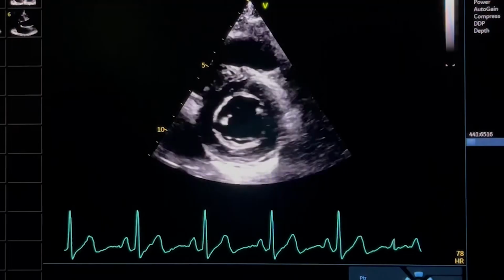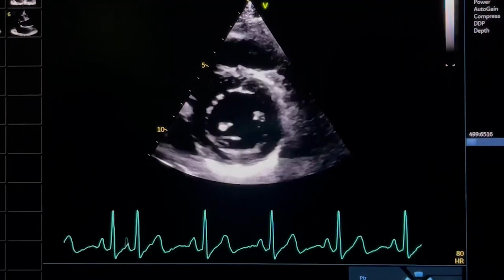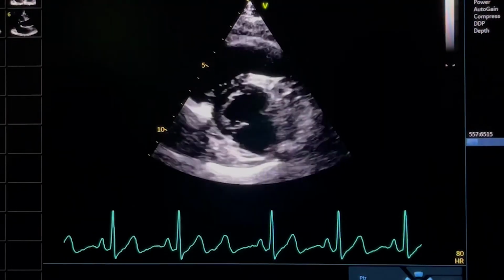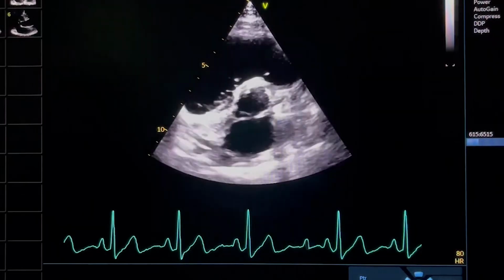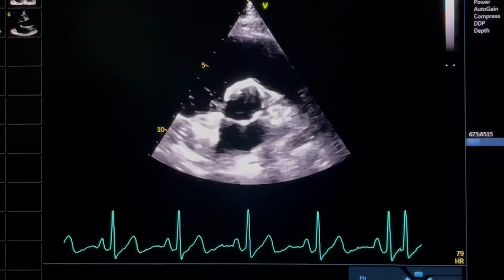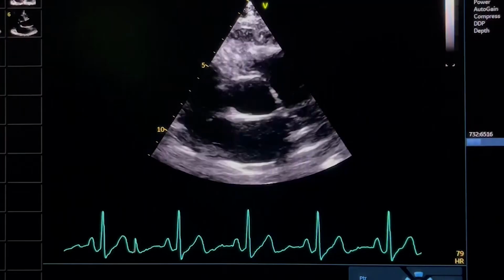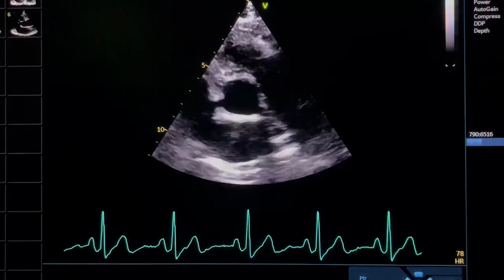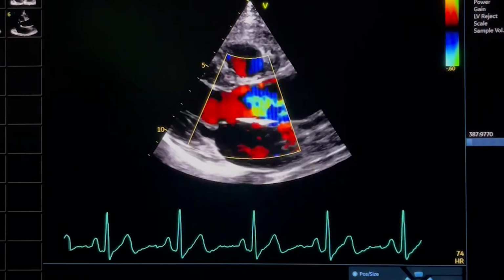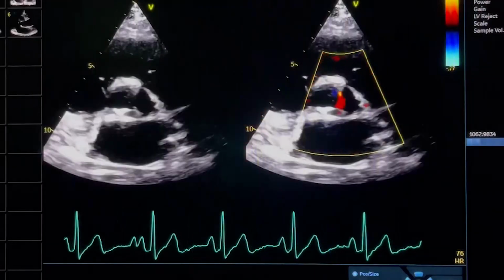Now we take a look at the short axis of the left ventricle to see the left ventricular systolic function and wall motion abnormality, and then a short axis at the level of the aortic valve to look at the aortic valve stenotic orifice and the jet that is passing through the stenotic orifice.